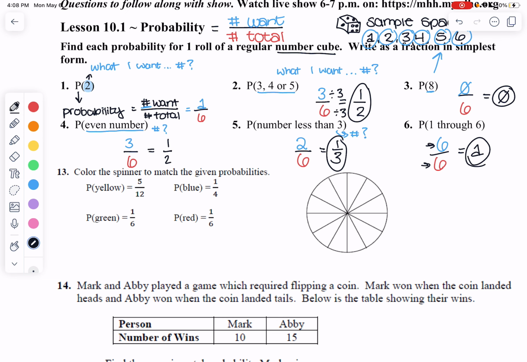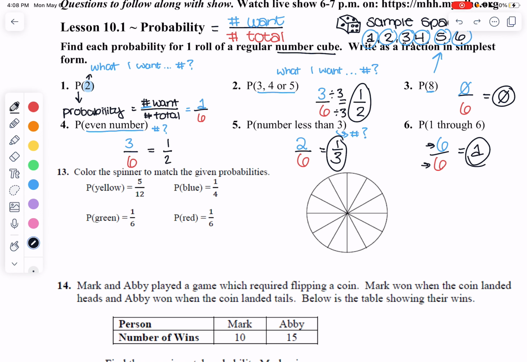Number 13 says, color the spinner to match the given probabilities. Probability of yellow is 5/12. Probability of blue is 1/4. Probability of green and red are both 1/6. All right, so if I look at this spinner, it has 1, 2, 3, 4, 5, 6, 7, 8, 9, 10, 11, 12. What would we even call these? I'm going to call them triangles. 12 triangles on the spinner.